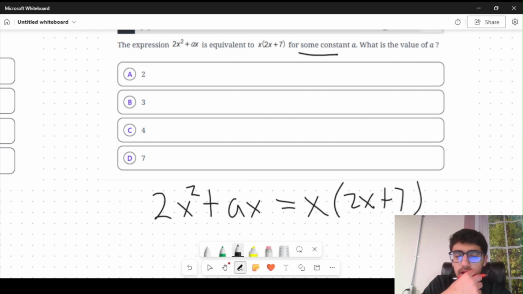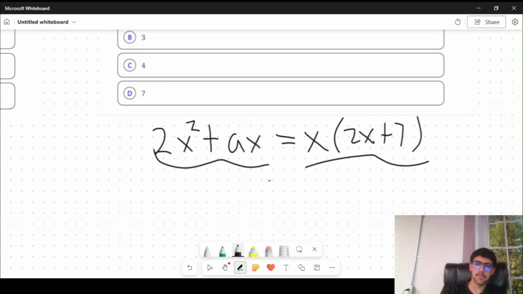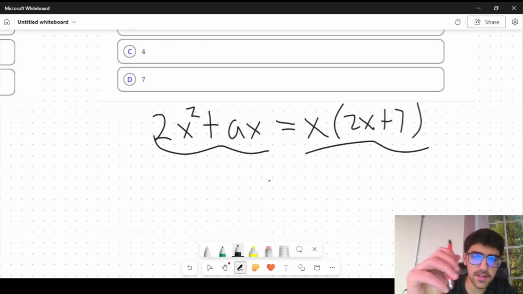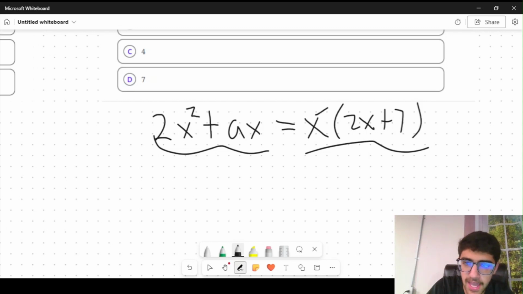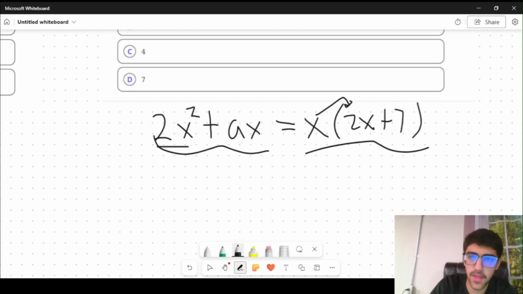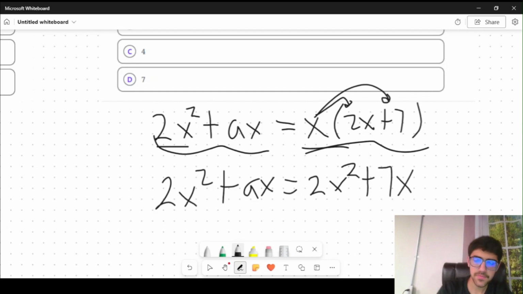So for this one, we have to make them look similar. We want this side to look like this side, because then we can just compare them and find the value of a. So let's start with distributing the x because we want to try and get 2x squared so that both sides look the same. So this just copies down, plus ax, distribute the x. x times 2x, you have to use the FOIL method. x times 2x is 2x squared. And then x times 7 is plus 7x.